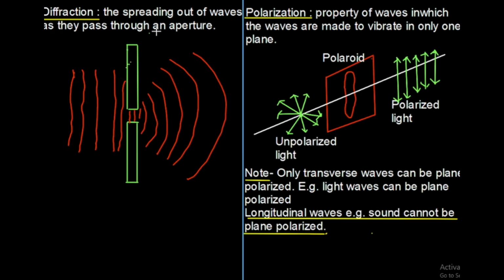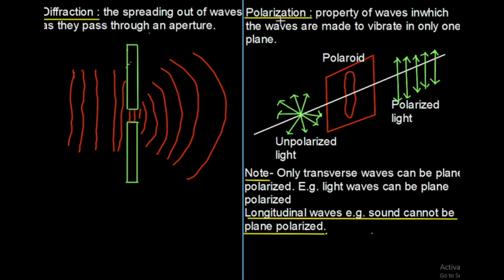Now we also have diffraction. Diffraction is simply the spreading out of waves as they pass through an aperture. This is the aperture here. You see that as the waves get here, they will try to compress themselves and then they will spread out. At this aperture, the majority of the waves will not be able to pass through. Just a few of them will pass through, and the ones that pass through will always spread out or bend around the obstacle in their path.